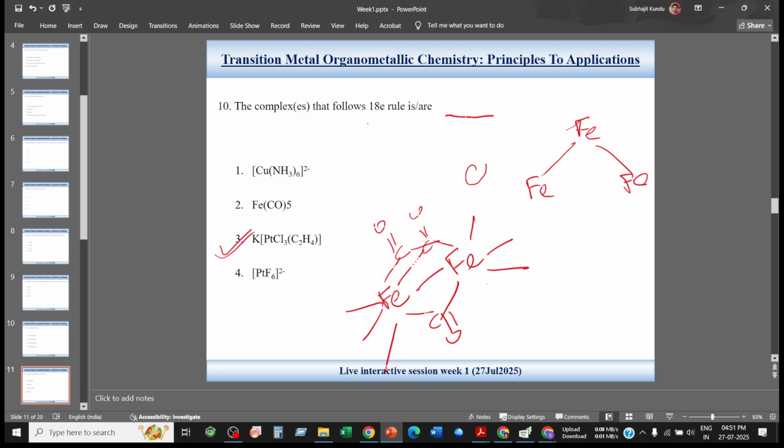So for the 4 complexes you just need to calculate the valence electron count, which is very simple. Now calculate the valence electrons of every complex and tell me what it will be for all the complexes 1, 2, 3, 4.